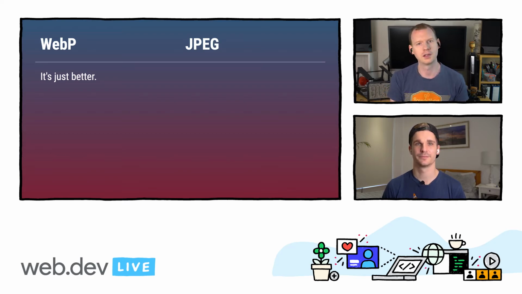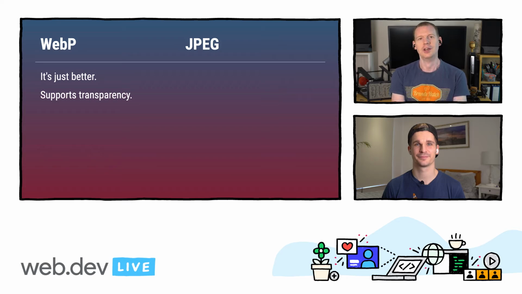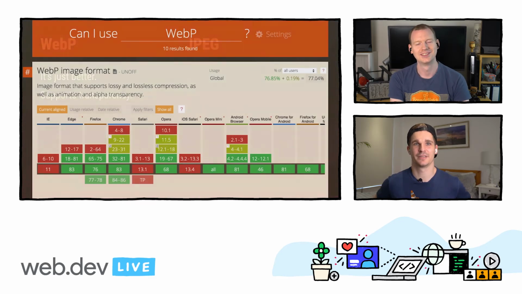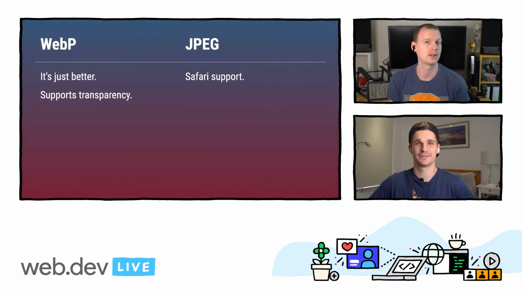And it has a better lossless compression thing as well. It uses arithmetic compression rather than Huffman. And it has better post-decode filters as well. So it is just better. It also supports alpha transparency as well, which JPEG doesn't. So why have I wasted my time talking about JPEG? Well, womp womp. Safari does not support WebP. It's the only modern browser that doesn't. So that's the only benefit of JPEG, really.